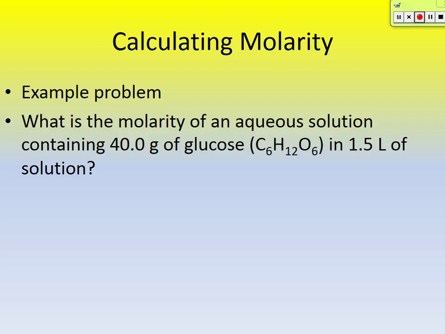The molarity. So circle molarity in your notes. That's what we need to find. Now let's underline what it gave us. What did it give us? What information? Good. 40 grams of glucose.